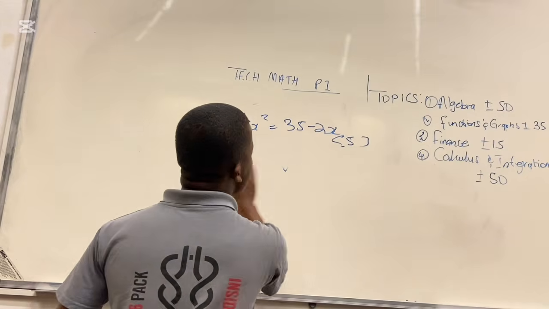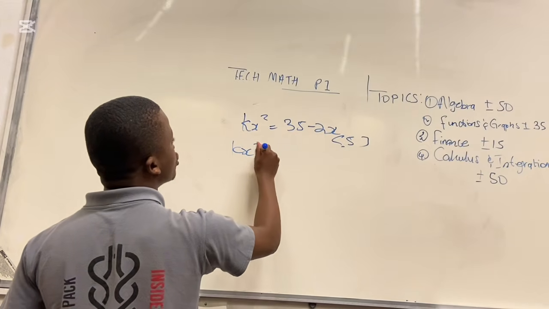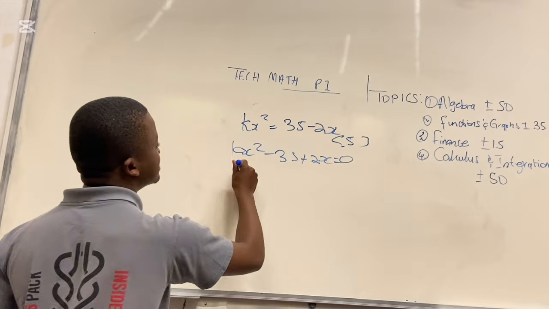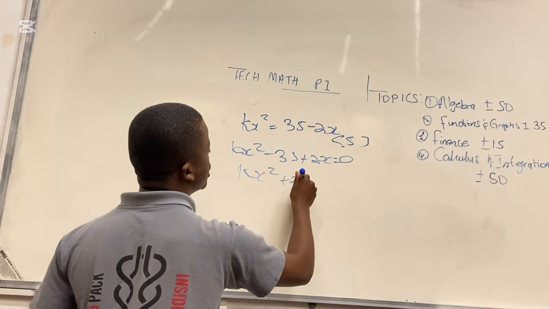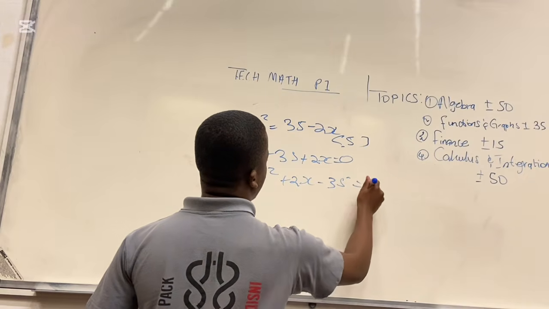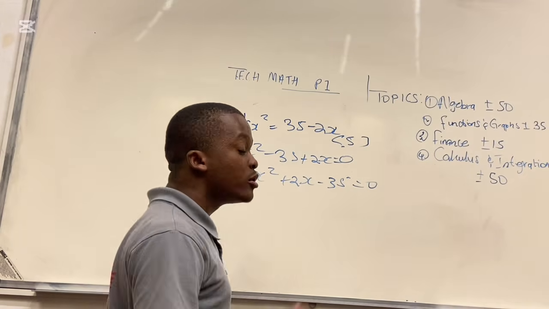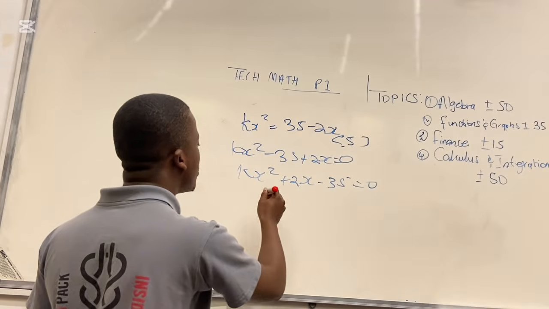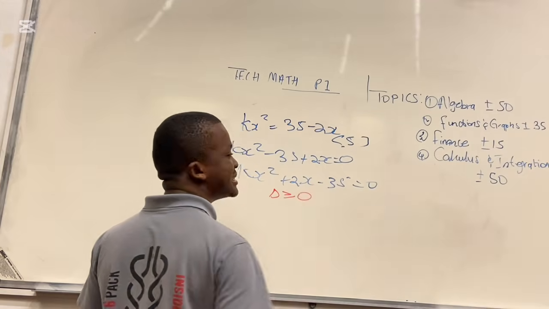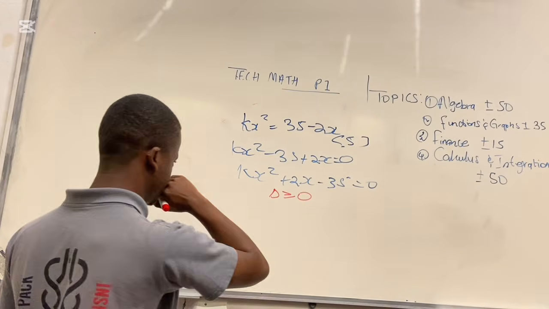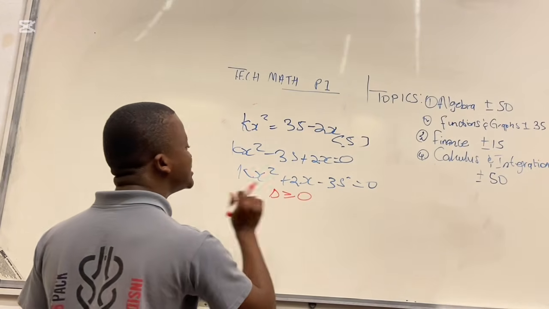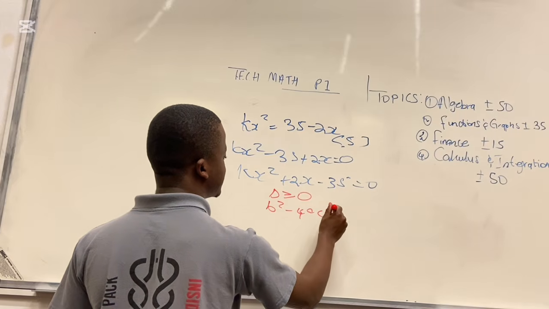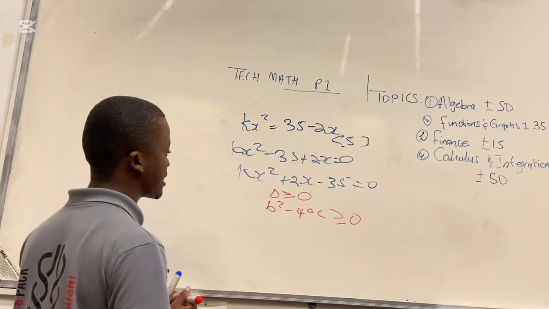So let's go. Write it in standard form: kx squared plus 2x minus 35 equals 0. Now we want the values of k for real roots. For real roots, delta is greater than or equal to 0, from 0 upwards. It includes 0. Delta is b squared minus 4ac, so b squared minus 4ac is greater than or equal to 0.